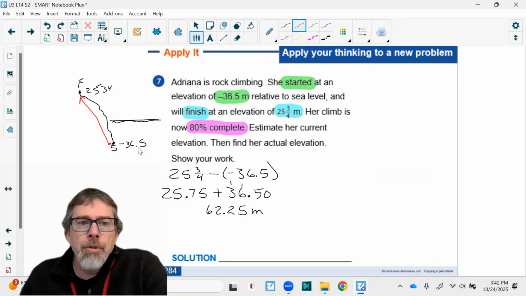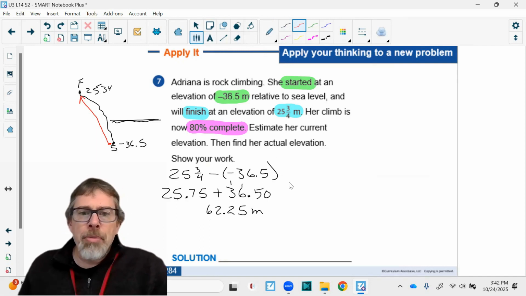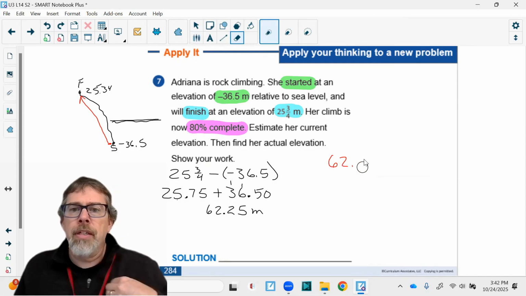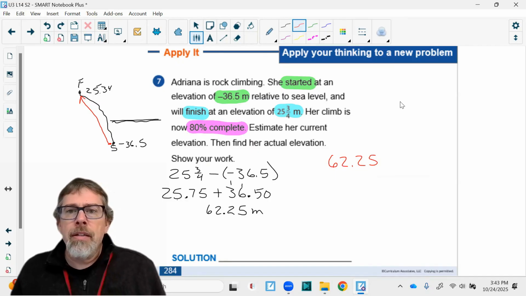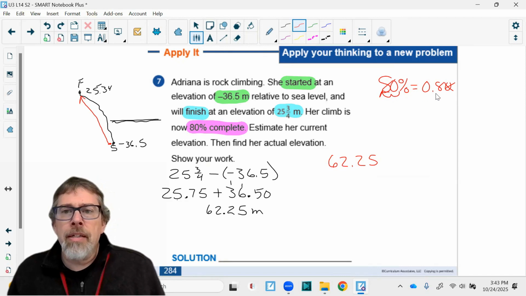So this is 36, and then 25 more gets us to 62.25 meters of elevation, but she's only at 80%. So now I'm going to take that 62.25, and 80% is equal to 0.80, or just simply 0.8 as a decimal. So we move the decimal 2 places to the left to turn a percent into a decimal.